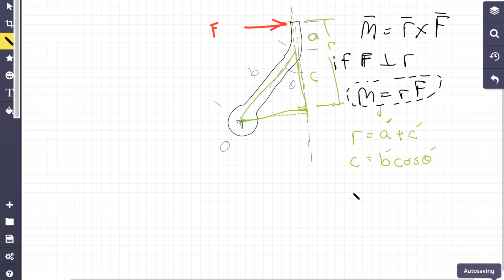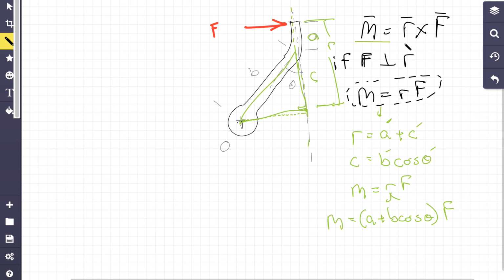So we can find the moment by saying that r times F. Or in this case, if we want to work it out, we can say that moment is equal to the quantity a plus b cosine of theta, which is our r, and then we are given F. And we could do that because we made an r that was perpendicular along this axis that's perpendicular to this F.